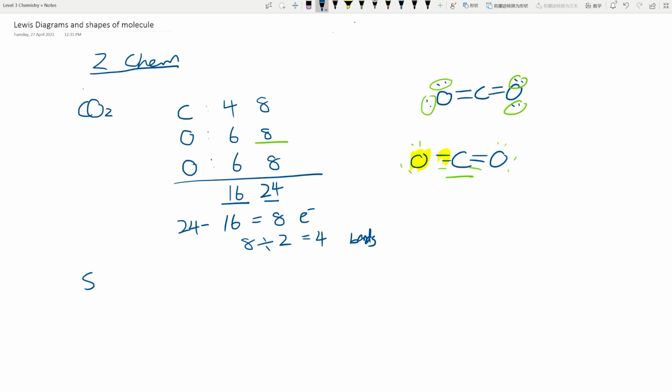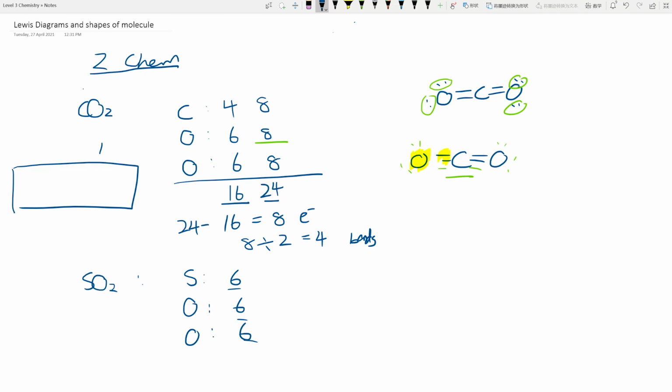I'm going to give you another example, like SO2. Same thing, SOO, sulfur has 6, oxygen has 6, oxygen has 6. And you may go, how do you know this? Like, how do you know it has 6, 6, 6? This is where you look at the periodic table. Under group 16, you have oxygen here, you have sulfur here. So they're group 16 elements. So the last digit of the group number tells you how many valence electrons they have. Or if you want to go the long way, oxygen is 8 for the atomic number, so it's 2, 6.